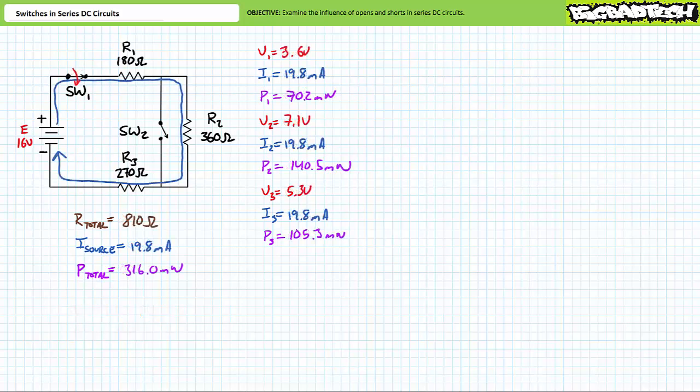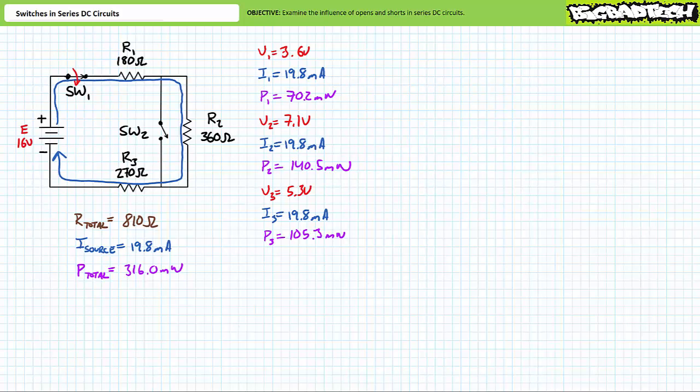The closure of switch 1 places R1, R2, and R3 in series with one another for a total resistance of 810 ohms. As a result, the 16-volt source pushes 19.8 milliamperes of current through this system and supplies 316 milliwatts of power. Current through elements in series is the same. I1, I2, and I3 all equal 19.8 milliamperes. As a result, R1 experiences a 3.6 volt drop, R2 experiences a 7.1 volt drop, and R3 experiences the remaining 5.3 volt drop. R1 dissipates 70.2 milliwatts of power, R2 dissipates 140.5 milliwatts of power, and R3 dissipates the remaining 105.3 milliwatts of power.